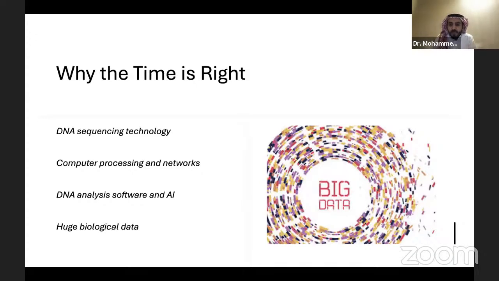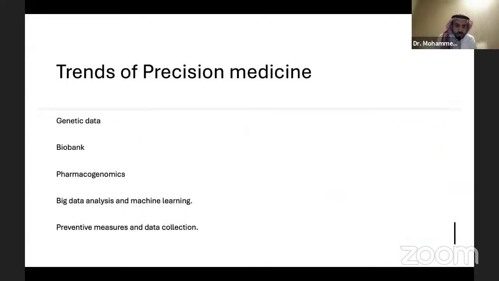And why do we now talk about precision medicine? Because we do have DNA sequencing technology. We have powerful computers now. We have AI coming soon. And we do have a huge amount of biological data from the boom in the literature over the last 30 years.